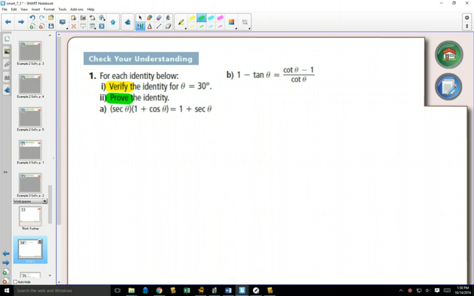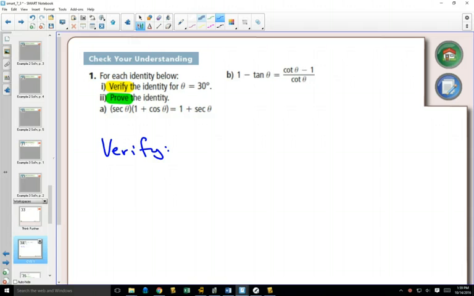So a verification isn't nearly as powerful as a proof, but sometimes when you are checking things and you're checking a specific number, you notice something and then you wonder, oh, I wonder if that always works, or if it just happened to work only for that value. So what we're going to do for each of these is we're going to verify them for 30 degrees, and we're going to prove them. Now, the work for verifying and proving is very similar.